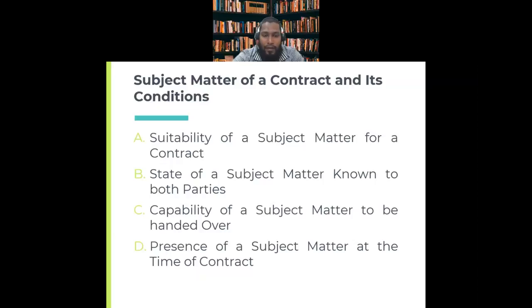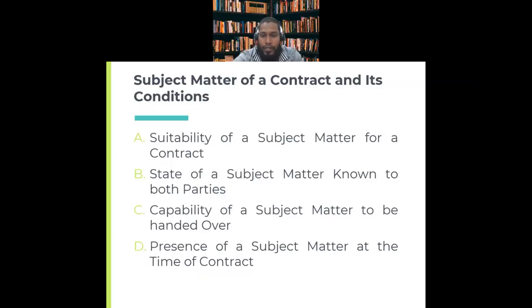Presence of a subject matter at the time of contract. In some cases, maybe there are exceptions, like in the case of online transactions, but generally the subject matter should be present, or it should be at least available.